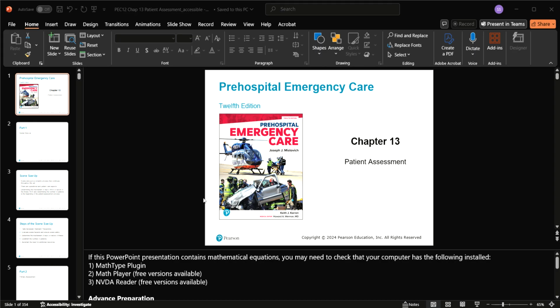Posterior, front or back? Back. Tibial. What is that? It's one of the leg bones, right? Is it the big leg bone or the small leg bone? It's the big one.